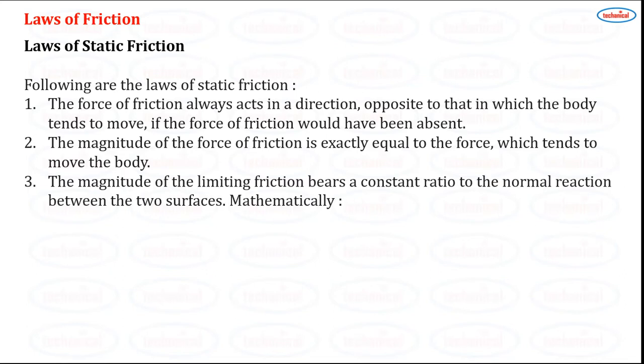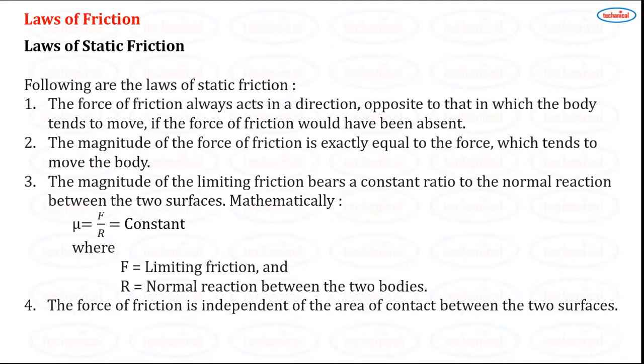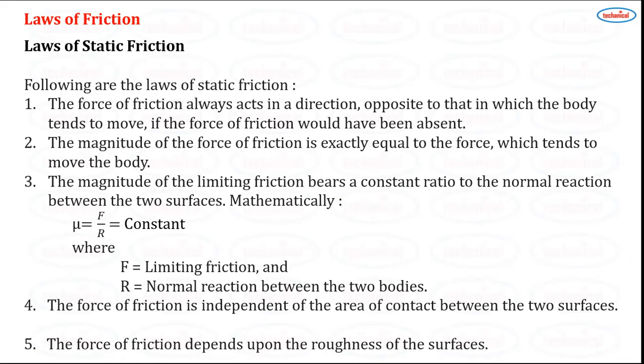Third, the magnitude of the limiting friction bears a constant ratio to the normal reaction between the two surfaces. Mathematically, mu equal to F upon R, which is constant, where F is limiting friction and R is normal reaction between the two bodies. Fourth, the force of friction is independent of the area of contact between the two surfaces. Fifth, the force of friction depends upon the roughness of the surfaces.